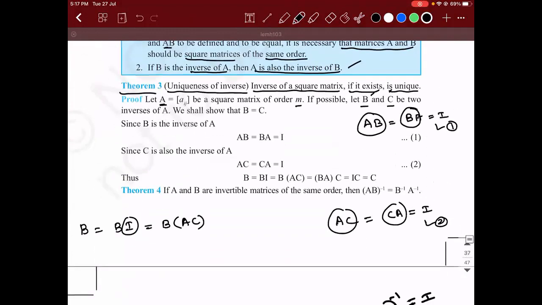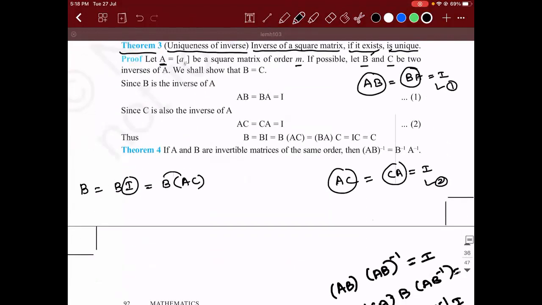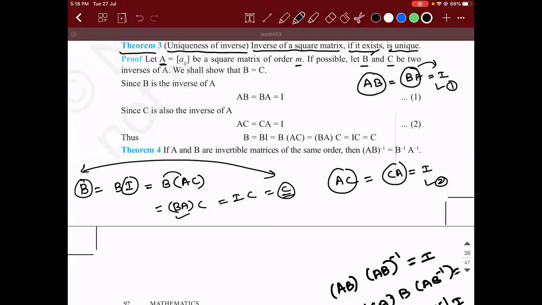So B into A into C, because matrix multiplication is associative. So what is B into A, guys? B into A is also I. The identity matrix multiplied with C is going to give you C. Correct? So we can conclude that B and C are the same. Hence, there is only one inverse possible. Right? So this is theorem number 3. Is there anyone noting it down?